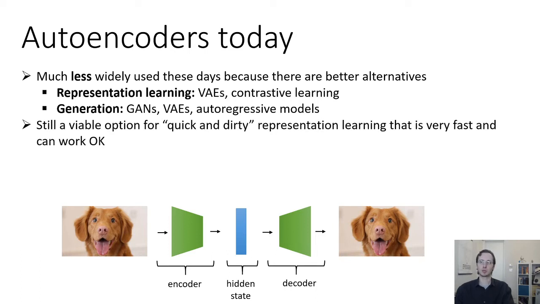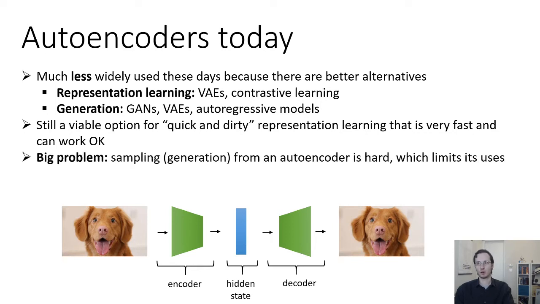It's still a viable option for quick and dirty representation learning, which is very fast and can work okay. Computationally, training a denoising autoencoder is orders of magnitude faster than training something like a pixel RNN. So if you really just need a representation really quick, it's kind of a decent choice. It's not very scalable, and there are better alternatives if you're willing to spend a little bit more time implementing things.